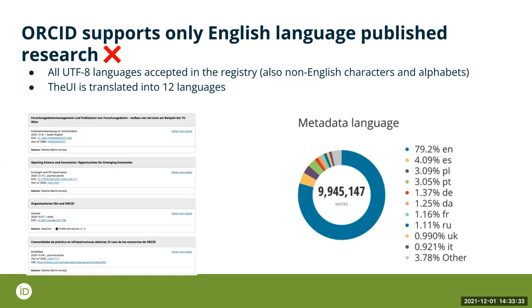So most spoken languages are there. And here you see a screenshot of my own ORCID record, where you see publications in German, in English, and in Spanish. So these languages are widely supported. And the characters as well. So don't be afraid if you suddenly have a publication with non-English characters, or even with a non-English alphabet. So let's say the Cyrillic alphabet or the Arabic alphabet.